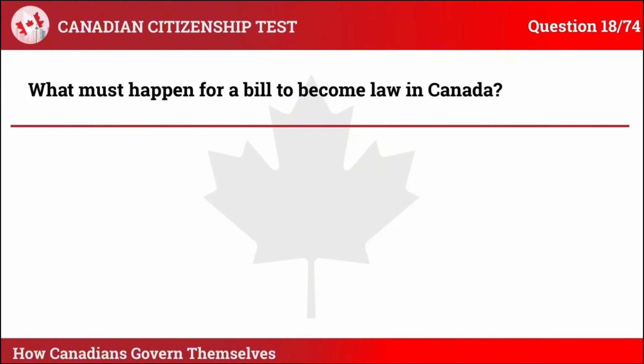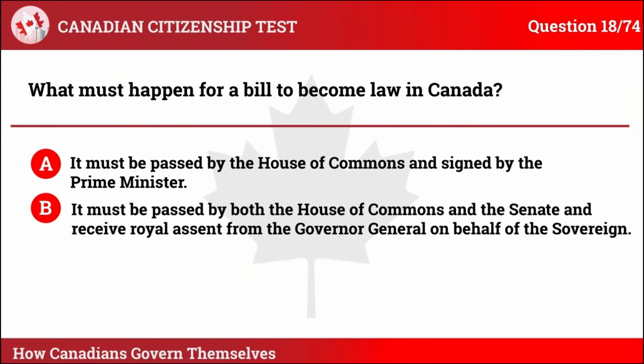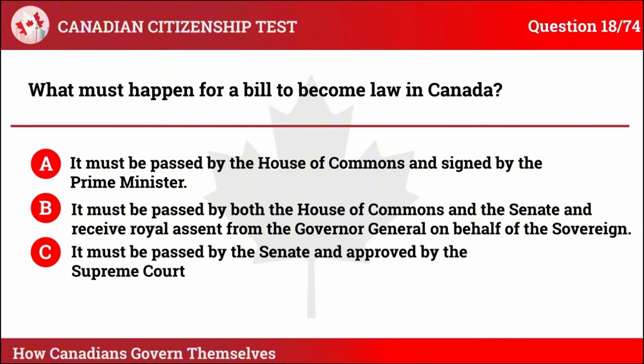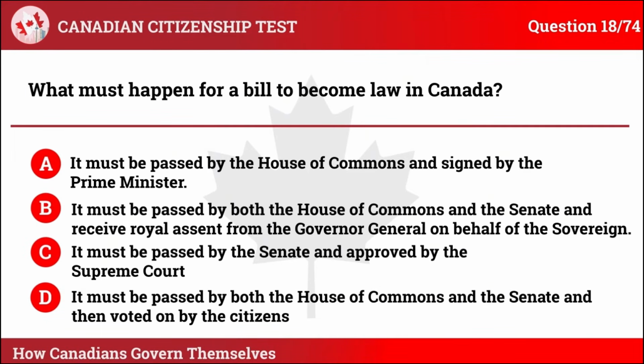Question 18. What must happen for a bill to become law in Canada? A. It must be passed by the House of Commons and signed by the Prime Minister. B. It must be passed by both the House of Commons and the Senate and receive royal assent from the Governor-General on behalf of the Sovereign. C. It must be passed by the Senate and approved by the Supreme Court. D. It must be passed by both the House of Commons and the Senate and then voted on by the citizens.